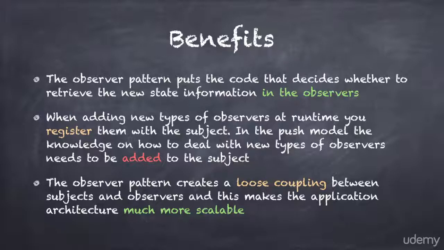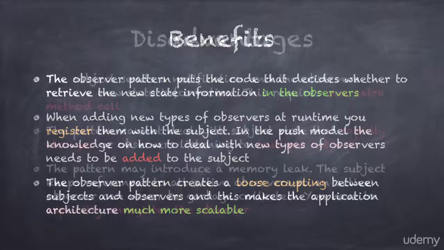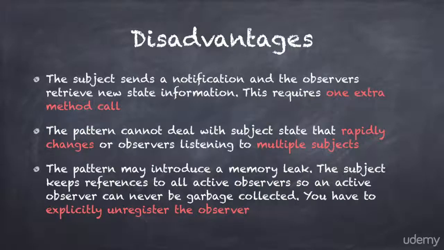The observer pattern also has some disadvantages over the push model. For starters, it is slightly less efficient. In the push model, the observers receive both the notification of a change and the new state data in a single method call. In the observer pattern, however, the subject only sends a notification. It is then up to the observers to retrieve the new state information. This requires one extra method call.